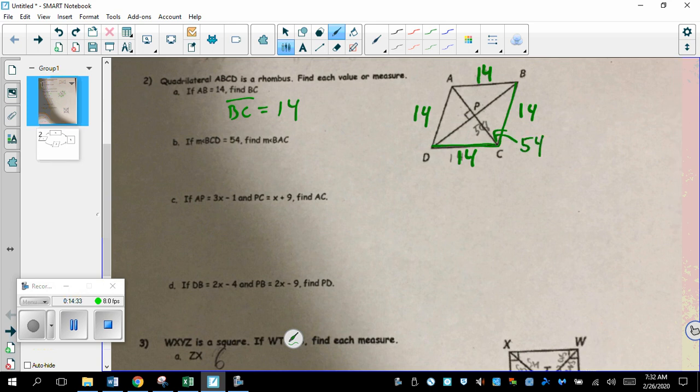Which means this is a horribly drawn picture, okay? It's a very badly drawn picture. It has not a 54 degree angle, but whatever.